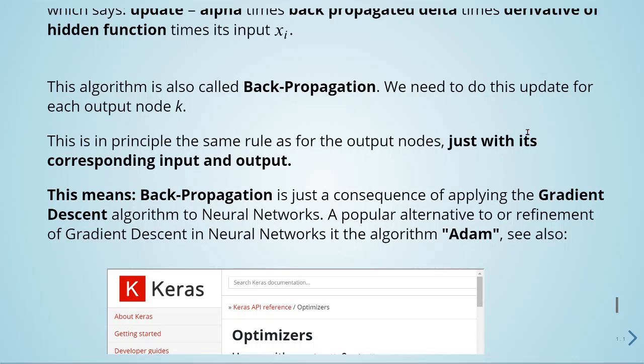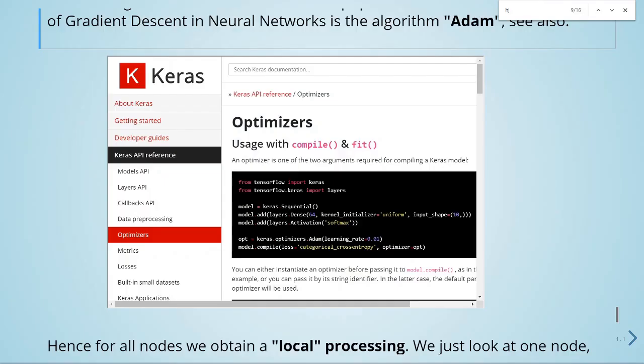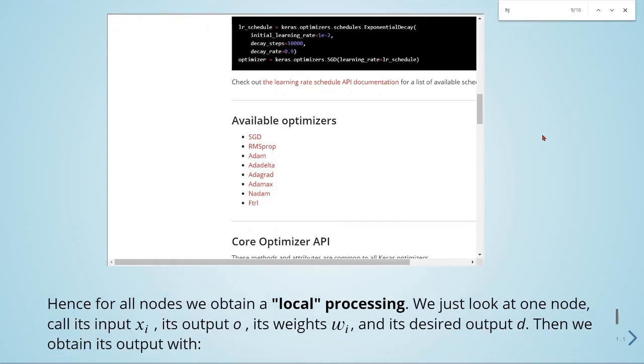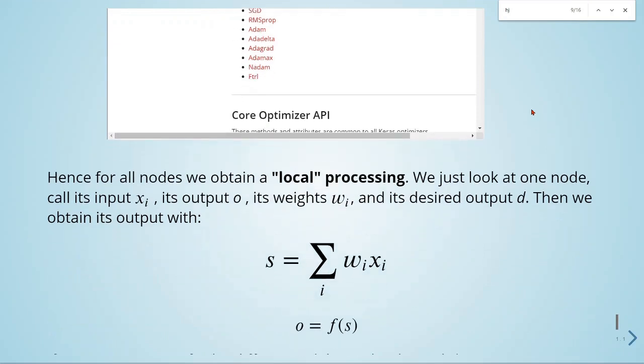A popular alternative to gradient descent, or let's say a refinement of gradient descent in neural networks, is the algorithm called ADAM. Once again, we can look at the Keras documentation, and you see that we have these available algorithms: stochastic gradient descent, RMSprop, ADAM, ADAGRAD. Those are very popular optimizers. Hence, for all nodes, we retain local processing.